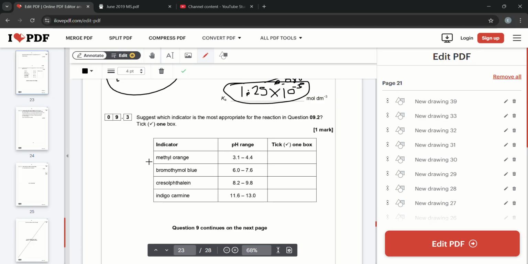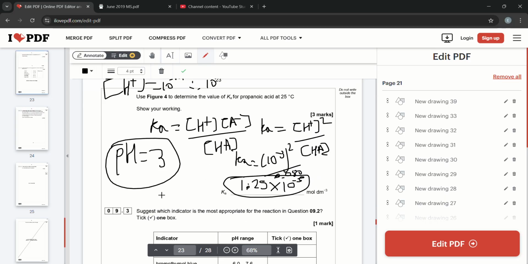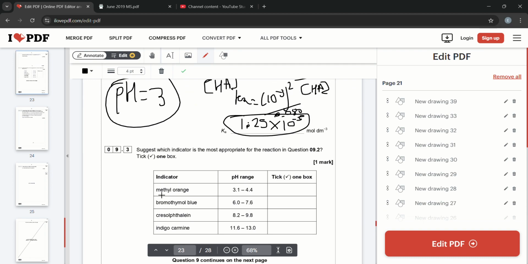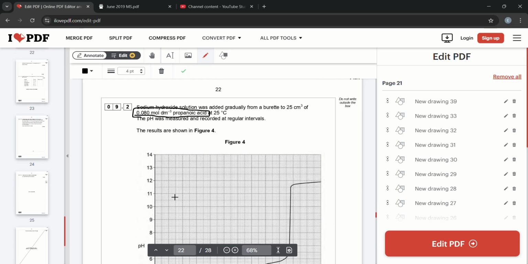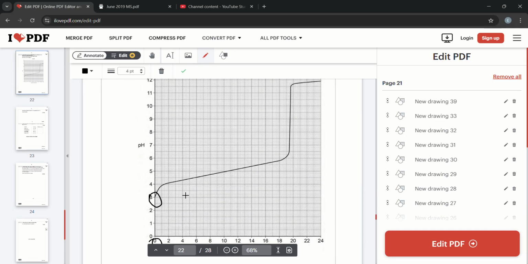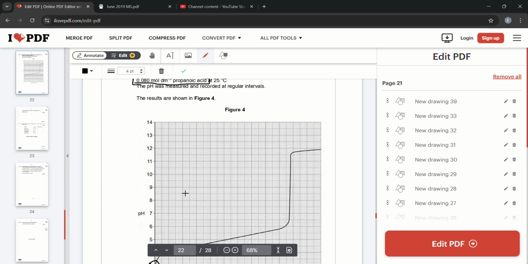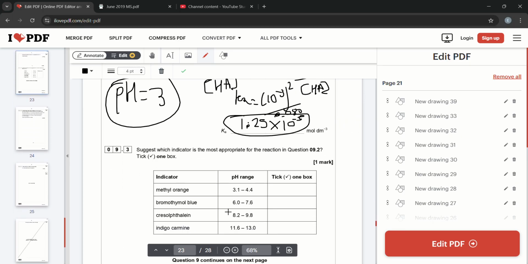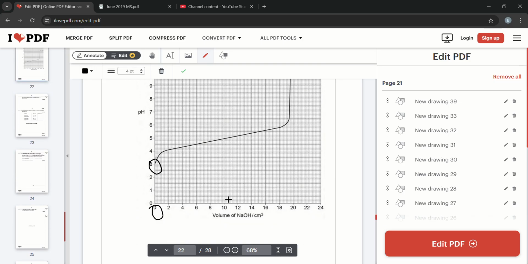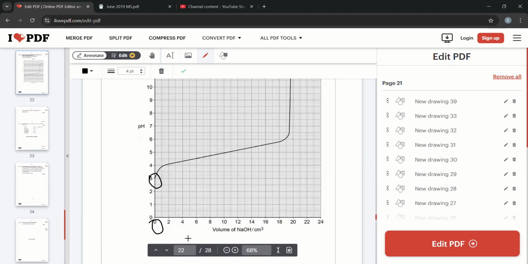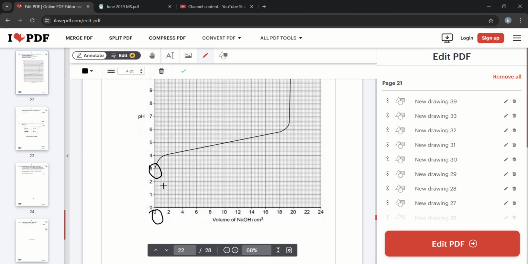Question 9.2. Well, what is the pH? The pH is 3. So, which is the most appropriate for the reaction? So we've got 3.1 to 4.4. Definitely no, because that would be something here.